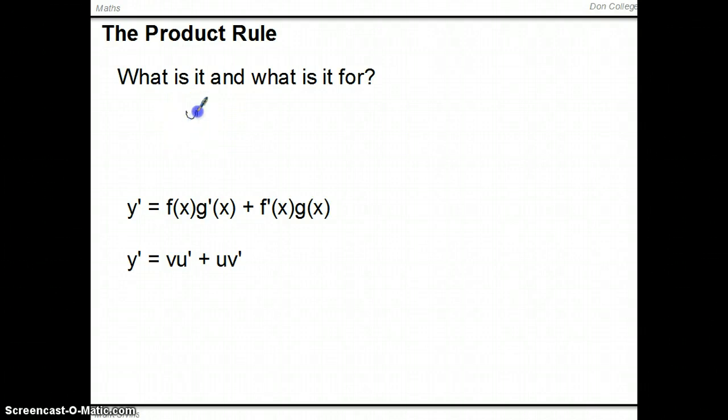So, for example, if we had something like 2 cos x e to the 3x, we have a function made up of two different functions in x multiplied together. This rule enables us to differentiate this function. Unfortunately, it's not as simple as just differentiating each and then multiplying the answers together. But it's not terribly complicated. All you have to do is take one of the functions, multiply by the other differentiated, plus the other function times the first one differentiated. We'll have a quick look at where it comes from.